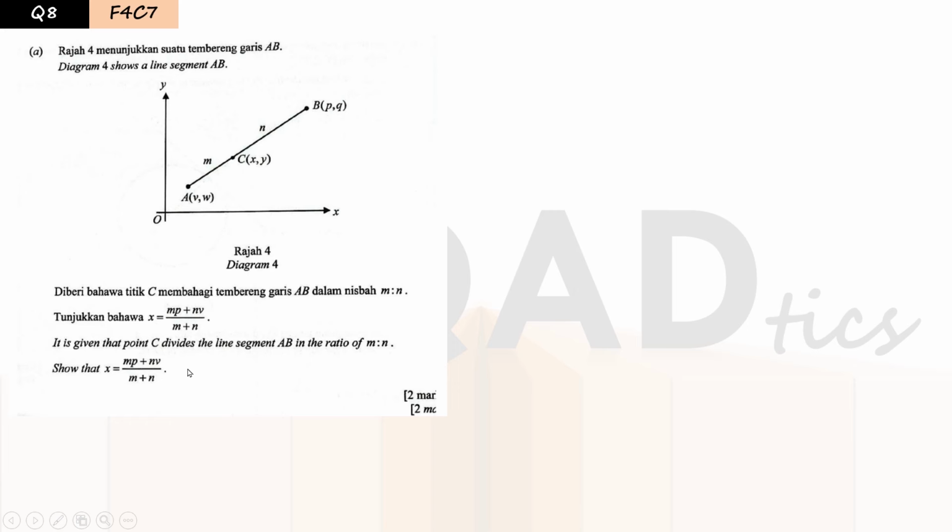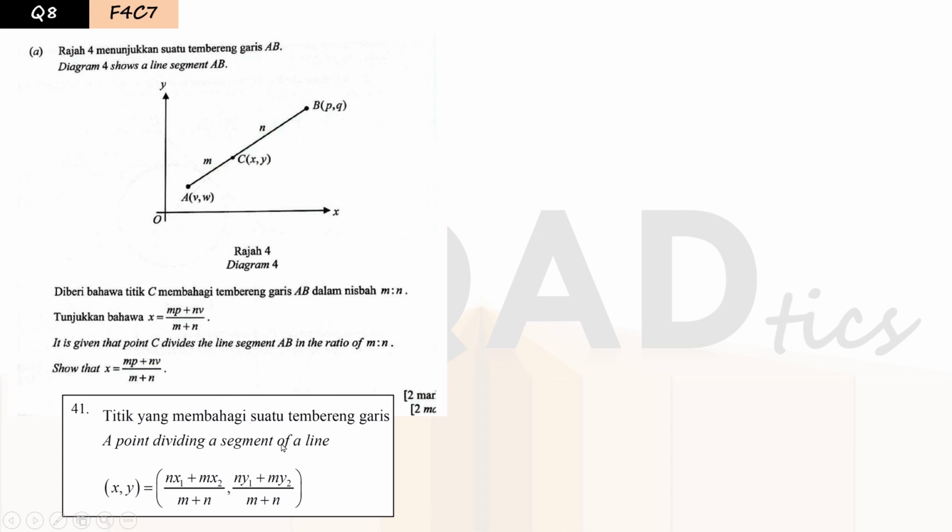Actually yes, because if we look at this sentence here, point C divides the line segment AB. If you look at your formula sheet, there is one formula that mentions a line segment, or segment of a line. So actually we are trying to prove the formula for D1, a point that divides a segment of a line. This part is the x coordinate part of the formula here.